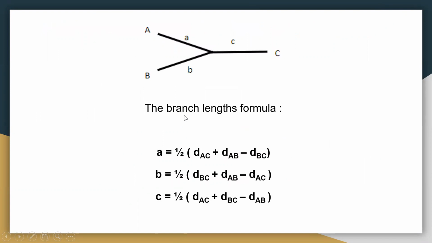Okay, next, let's see the formula for branch length. For A, we first add the distance of AC with distance of AB, and then minus with BC distance. The total will be divided by half. So that is the formula for the length of A. Moving on, we can identify the value of B by adding distance of B to C with distance of A to B, minus them with A to C distance, and then we divide them with 2. Finally, for C, we can calculate the value of C by using the formula stated in the slide.